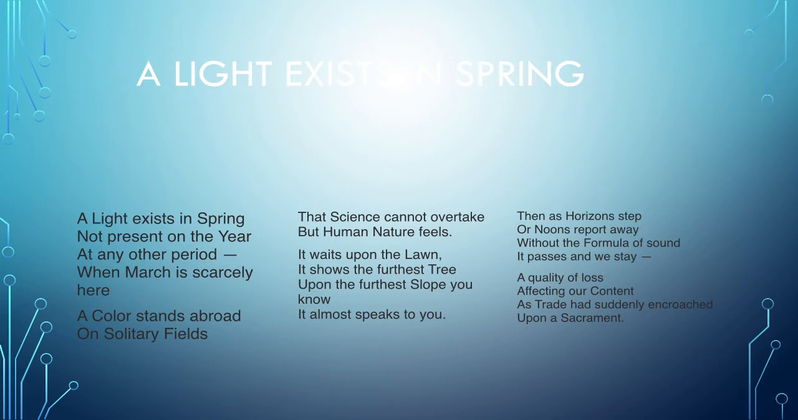The speaker reports that this light does appear when March is scarcely here. Scarcely here means when March is about to come, or the spring is about to come. This claim suggests that the light might appear just before it is actually spring. Spring does not begin until the third week of March, not in late February as the speaker has suggested. So this light is visible only once a year, before the starting of the spring season.